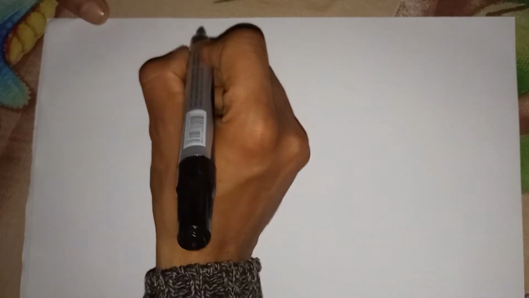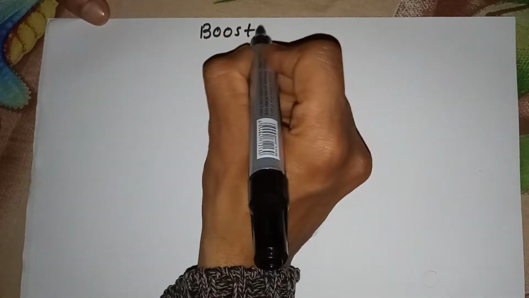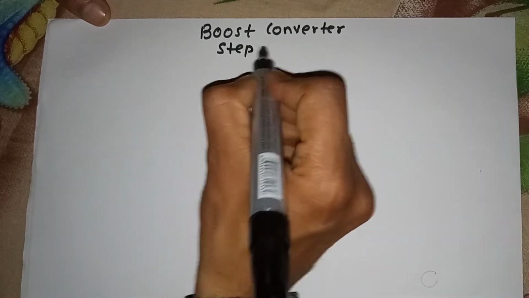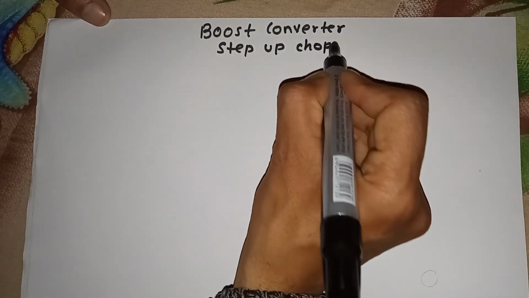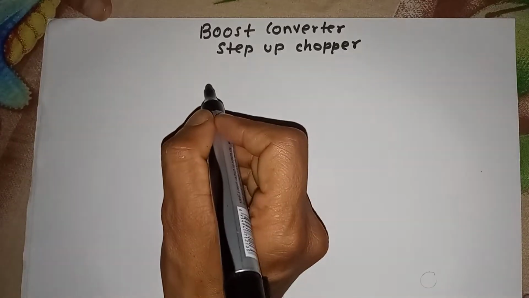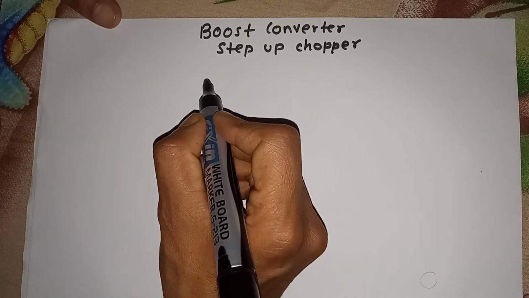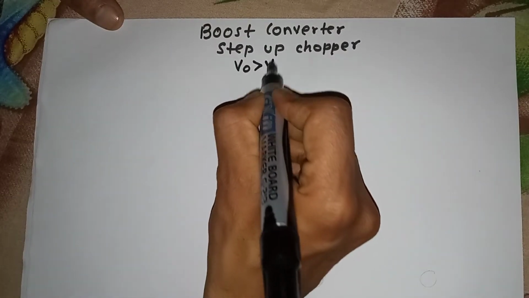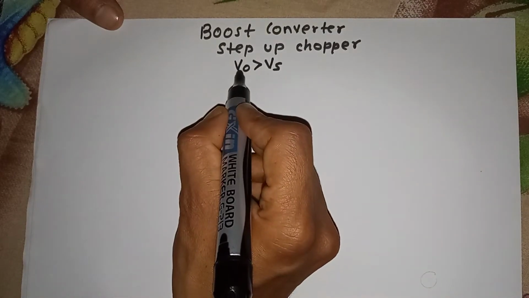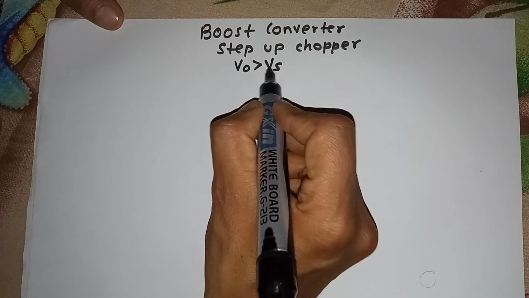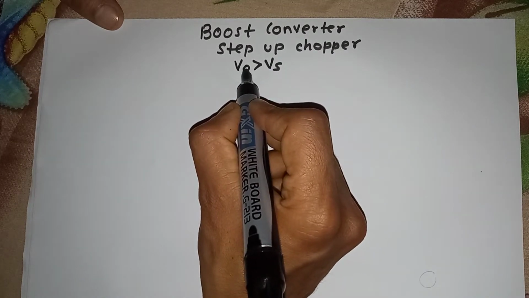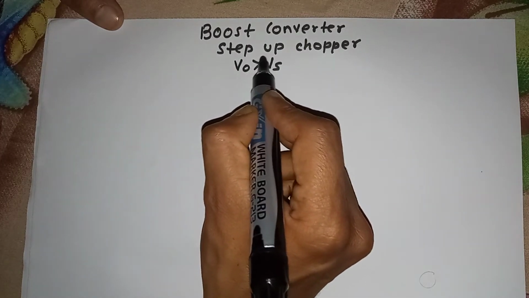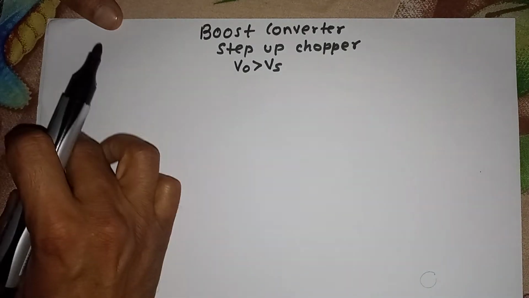In this video, we will discuss the boost converter. This is also called a step-up chopper. It's a type of DC to DC converter where we convert some voltage from input to output, where the output voltage is always more than Vs. So the output voltage DC is VO and the input or supply voltage is Vs. In this case, the output voltage is always more than the supply voltage, so we can step up the voltage. That's why it is called a step-up chopper or boost converter.